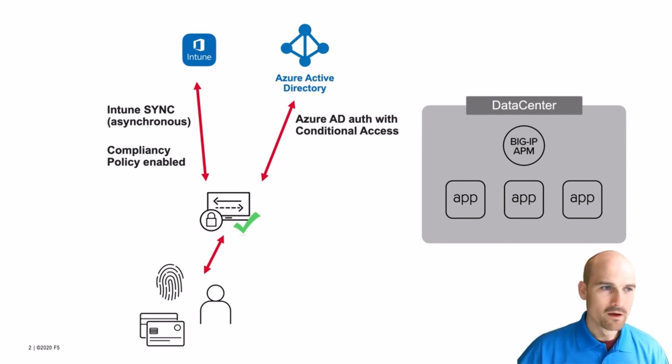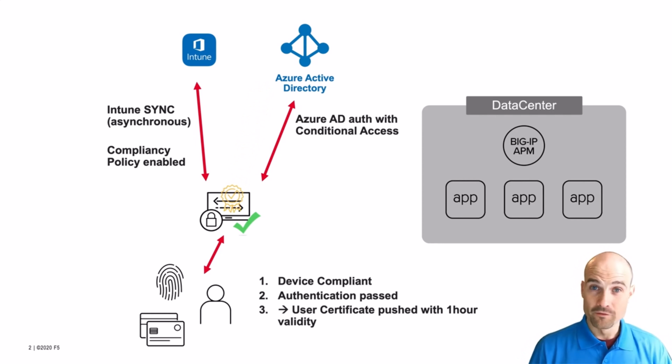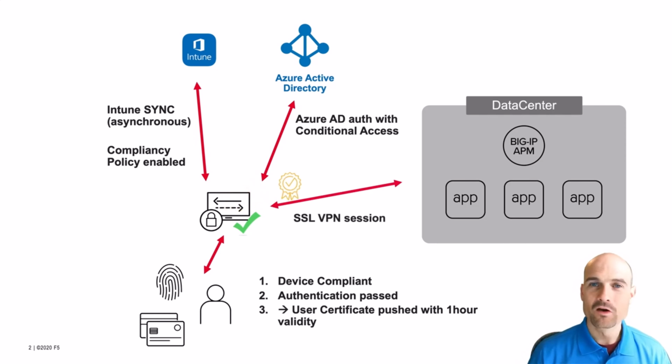So the user will authenticate against Azure AD with one factor, a second factor, and if the device is compliant, and only if the device is compliant, the device will receive a kind of push from Azure AD to the Windows 10, a user certificate, but a temporary user certificate. The lifetime of this certificate is 60 minutes, 1 hour. This certificate will be used to authenticate against the SSL VPN gateway. So APM is not aware of any compliancy and is not doing a compliancy check. APM relies 100% on Azure AD, and the F5 access client has the framework to provide the right information to Azure AD and to get this certificate.